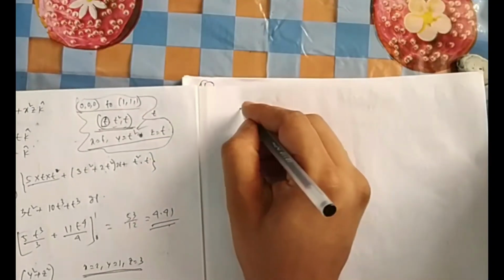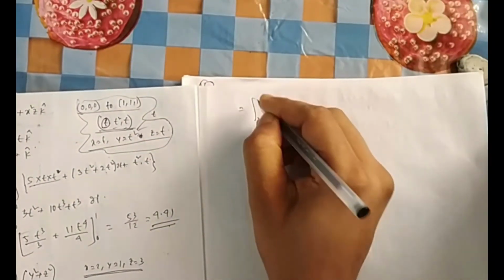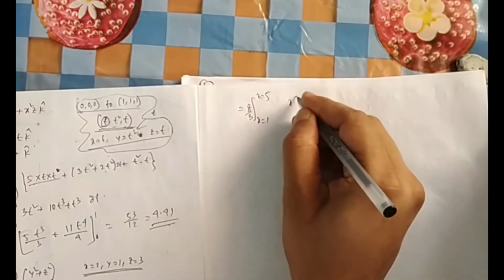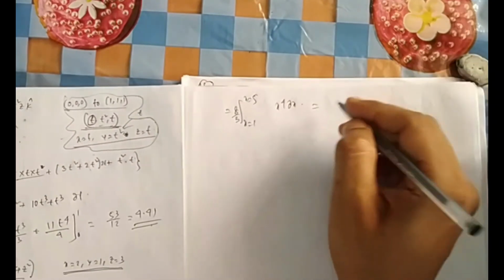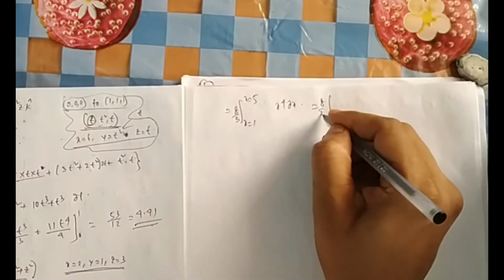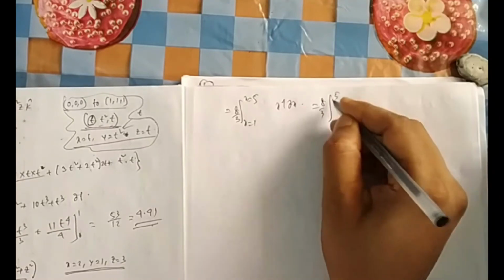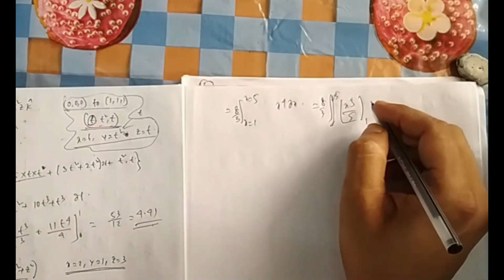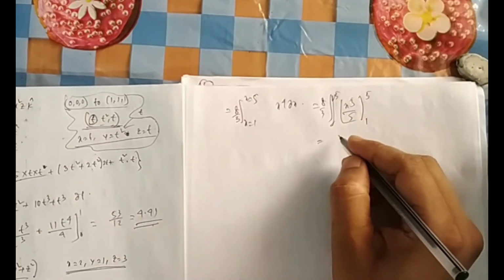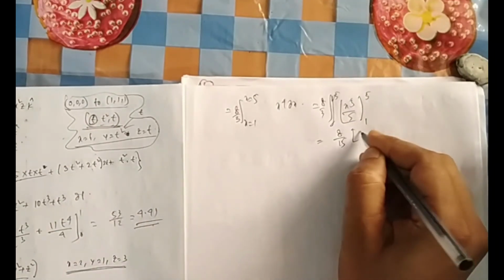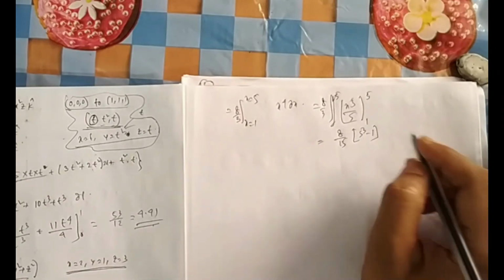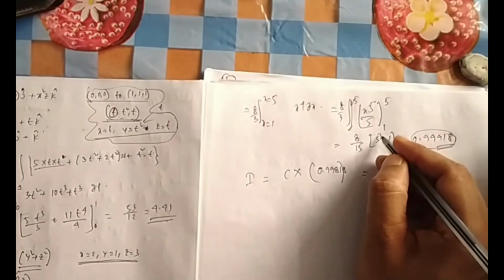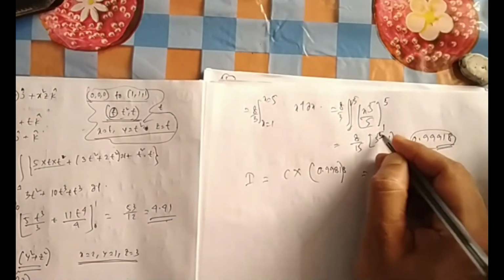Okay, so the integration is now x equal to 1 to x equal to 5. 8 by 3 you can take outside, it is x to the power 4 dx. So it will be 8 by 3, from 1 to 5, x to the power 5 by 5. If you do this, I think it will be 8 by 15 times (5 to the power 5 minus 1).